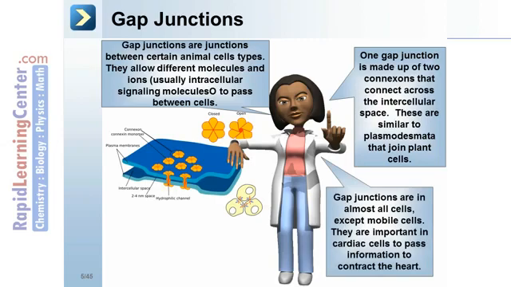Gap junctions are in almost all cells except mobile cells. They are important in cardiac cells to pass information to contract the heart.